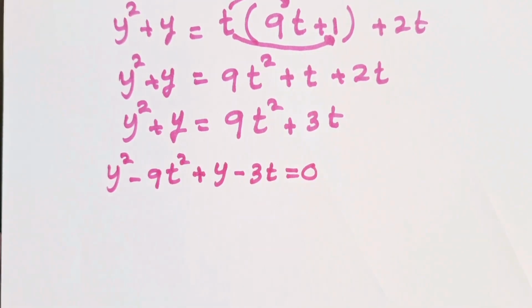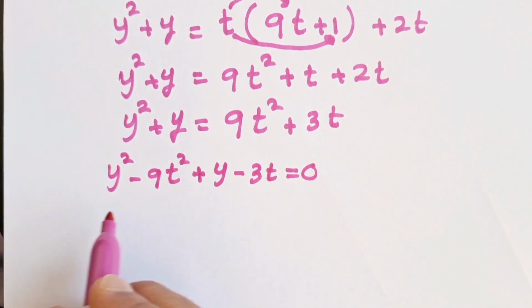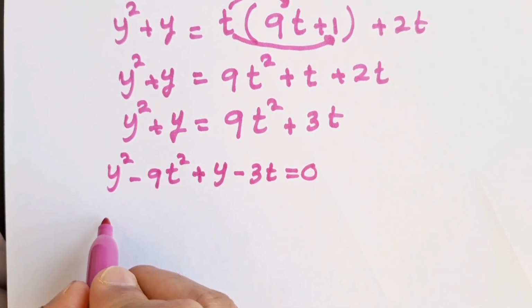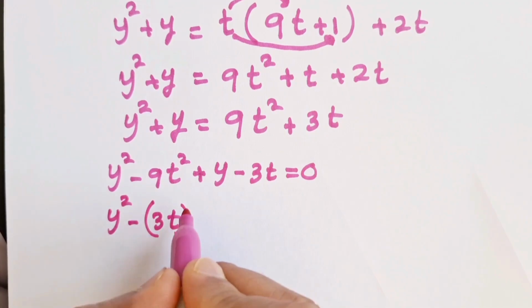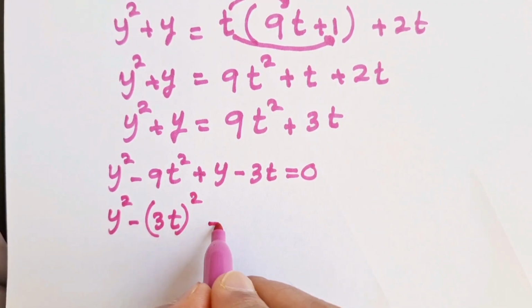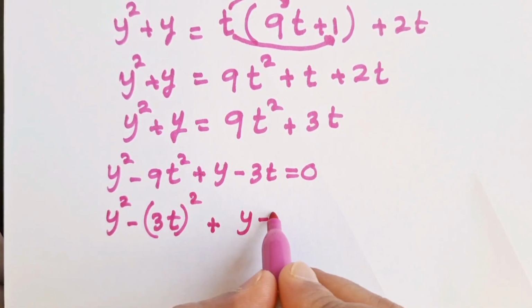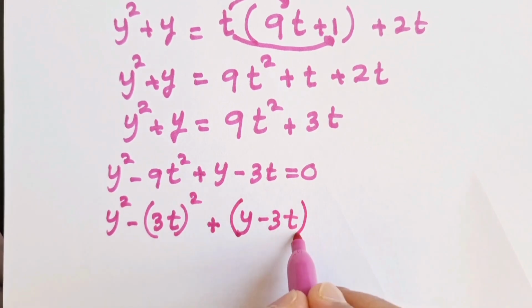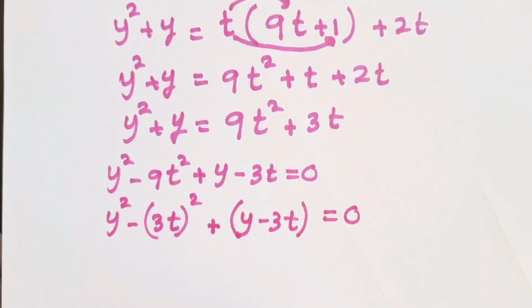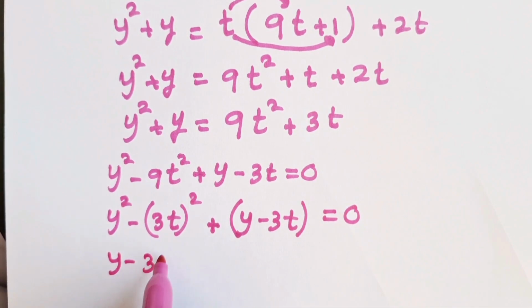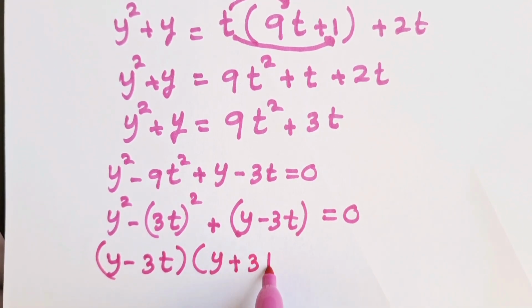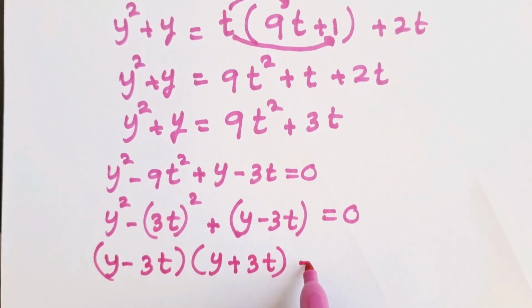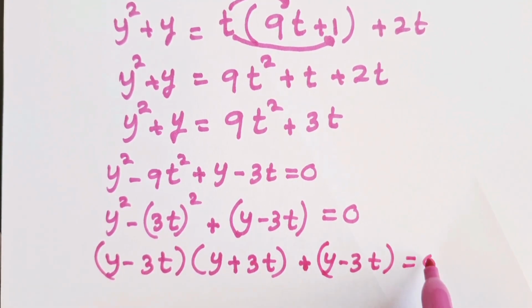So I can factorize the equation now. 9 times t square can be written as 3 times t whole squared. So now we have y square minus 3 times t whole squared, and I'm going to put y minus 3 times t in the parentheses, which is equal to 0. So this can be factorized as y minus 3 times t times y plus 3 times t, plus y minus 3 times t equal to 0.